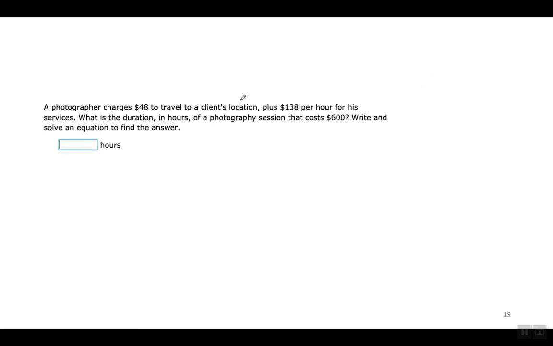A photographer charges $48 to travel to a client's location, right? That only happens once, the travel to the client's location. So that's the number that's by itself back here. That's the y-intercept. Un fotógrafo cobra $48 para viajar al lugar donde está el cliente. Eso solamente pasa una vez, así que eso es un cargo de una vez solamente. Así que eso sería el y-intercept, el número que está aquí atrás solo.